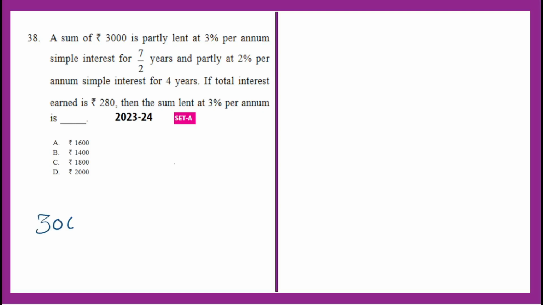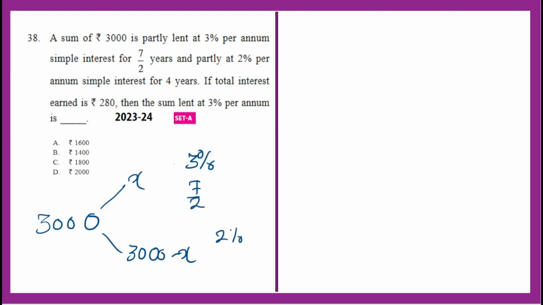The amount 3,000 is lent in two parts. One as X, then 3,000 minus X. The simple interest is calculated for X at 7/2 percent for 3 years. Also, the simple interest is calculated for 3,000 minus X at 2% for 4 years.